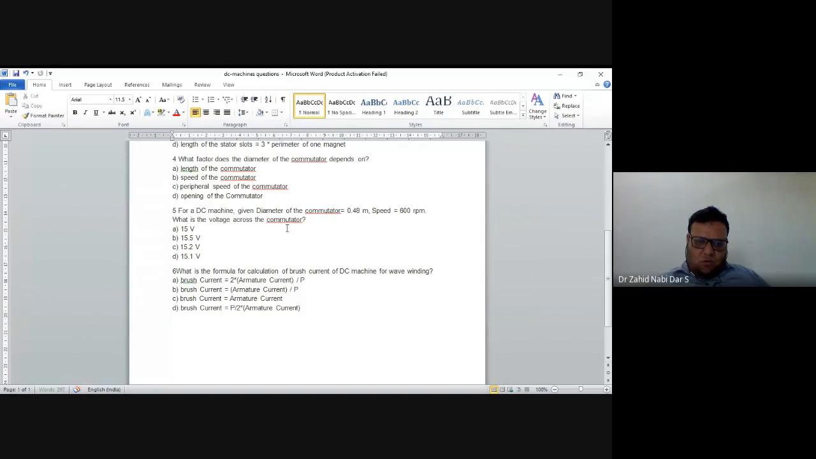Okay, so what is the formula for calculation of brush current of a DC machine for wave winding? Brush current is equal to 2 into armature current per pole. Brush current is equal to armature current per pole. Brush current is equal to armature current. Brush current is equal to P by 2 into armature current.